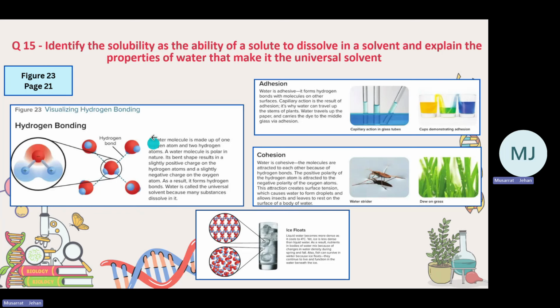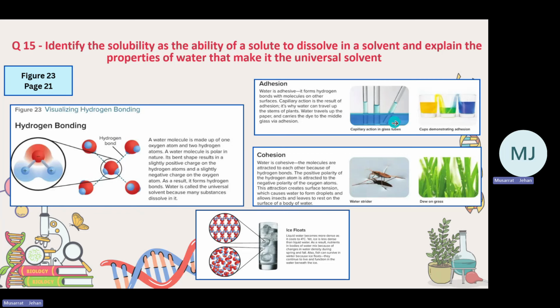Now, because of these hydrogen bonds, water has specific properties. There are two important properties which you may be asked. One is adhesion and one is cohesion. Water is adhesive because it is forming hydrogen bonds not only with molecules of water. It is forming bonds with other substances, other surfaces.